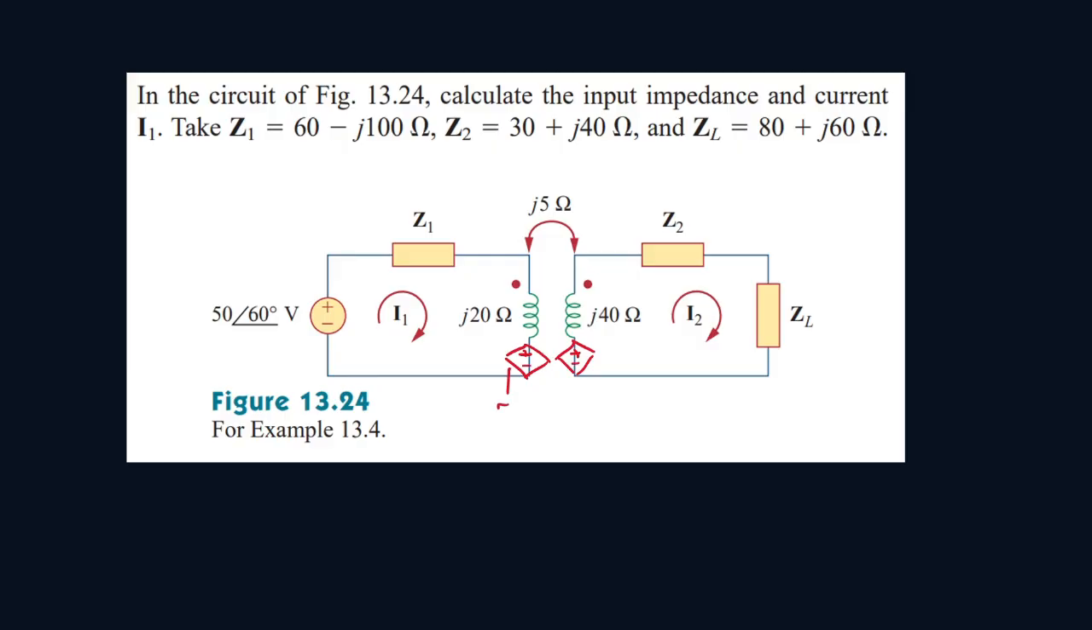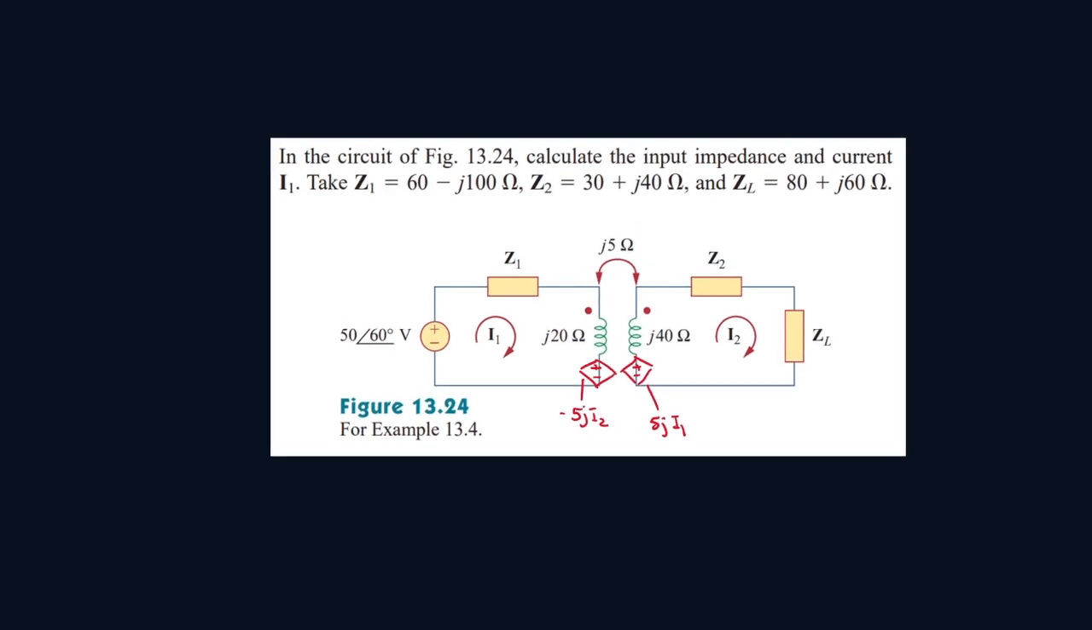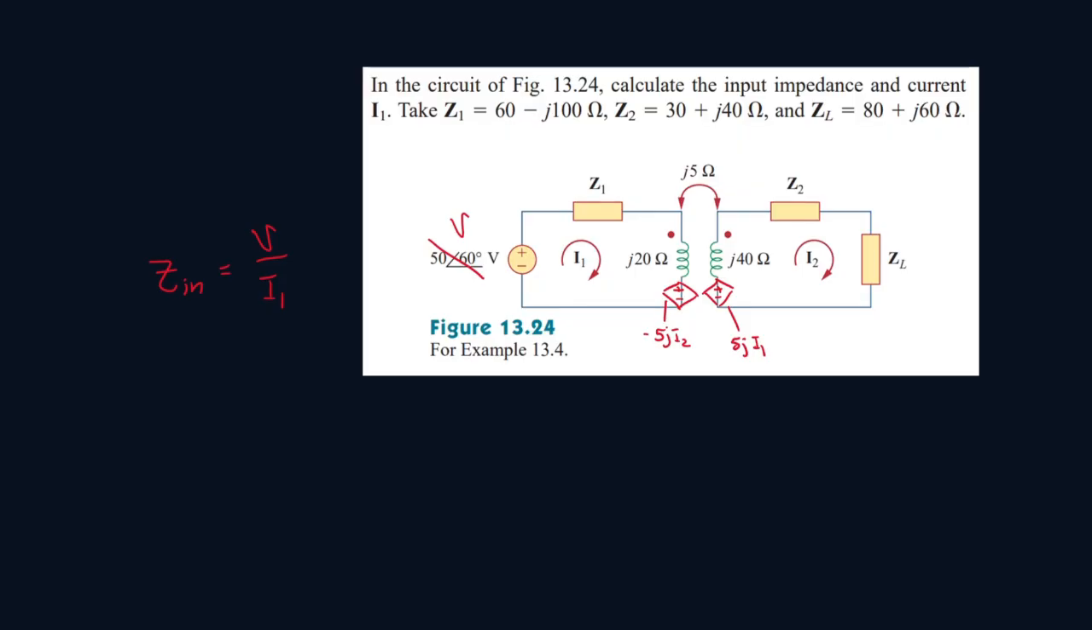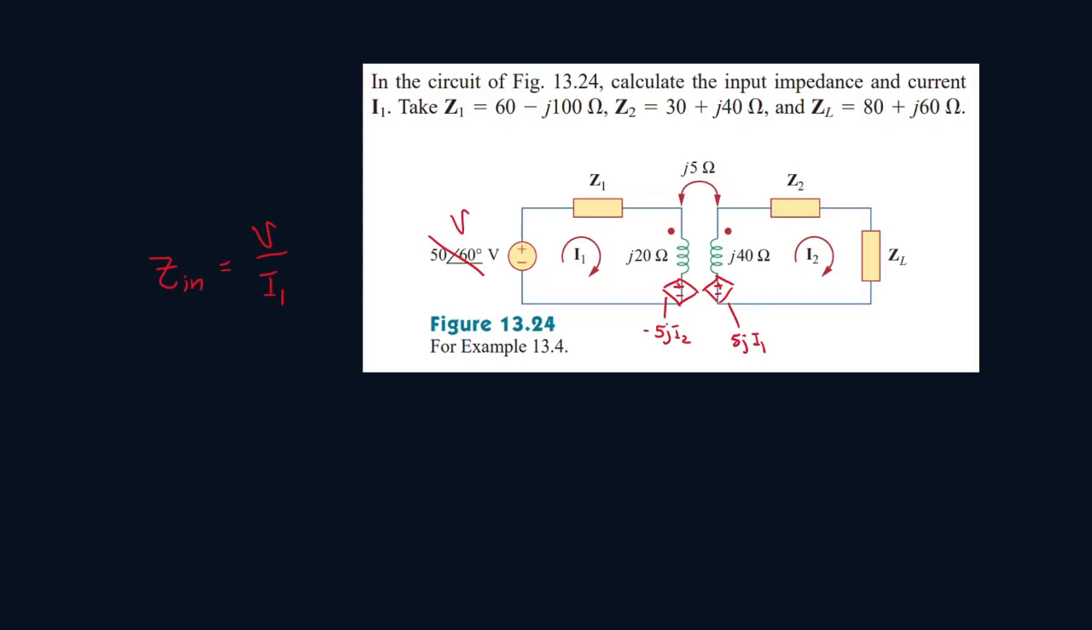The value for this will be 5J, the mutual inductance value, times whatever is entering this port. So we see it's minus I2. And for this one, it's also 5J times whatever is entering this port, which will be I1. Now, to find input impedance, we're going to treat this as V instead of 50 phasor 60 degrees, because input impedance is equal to V over I1. So we're going to do mesh I1.